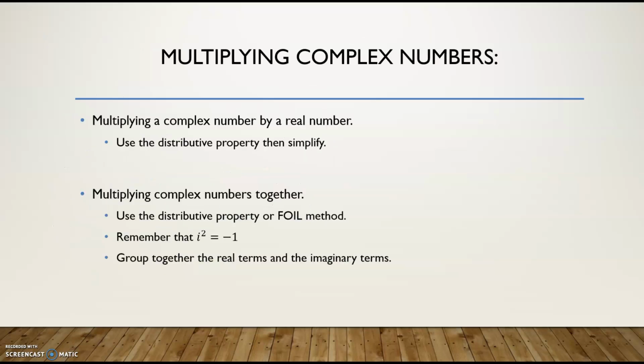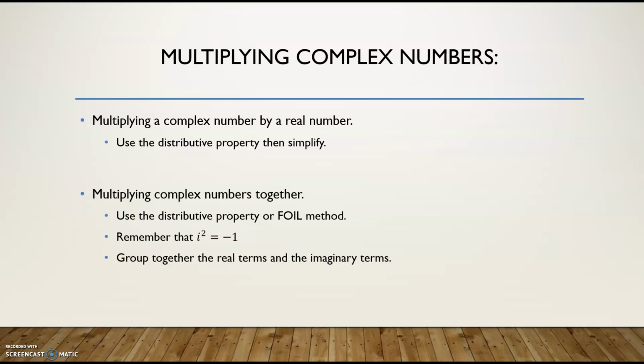Now let's look at multiplying complex numbers. Okay, so we'll look at two things. Multiplying a complex number by a real number, which we'll just use the distributive property and then simplify, and then multiplying complex numbers together. You can use the distributive property or you can use the FOIL method. Just remember that i squared is the same thing as -1, and we'll do the same thing as what we were doing with addition and subtraction. We'll group the real terms together and we'll group the imaginary terms together.